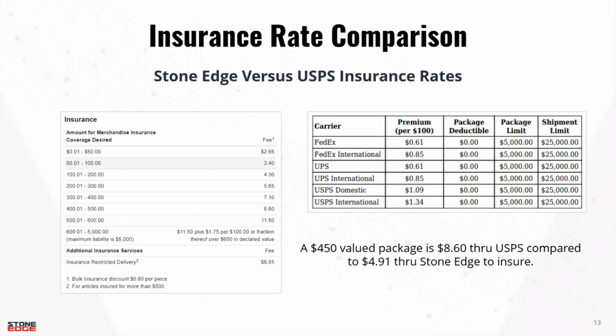To get an idea of the discounted rates that are available, if you would take a shipment to the post office, that's $450, and attempt to insure it through them, it would be $8.60. Using StoneEdge's insurance, it would cost $4.91. Besides the cost savings, other benefits of using the insurance offered via StoneEdge is that claims are fast and easy to initiate and can be made directly from StoneEdge, and most claims are resolved within 7 business days.